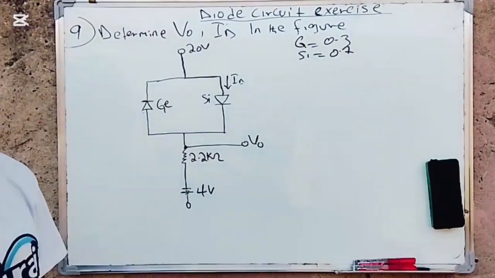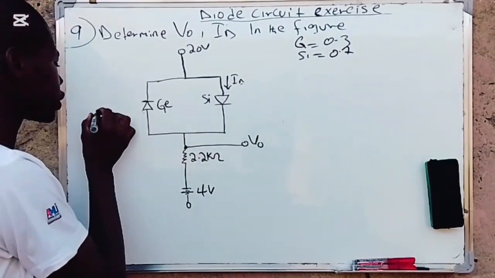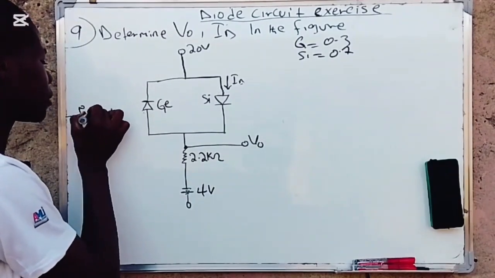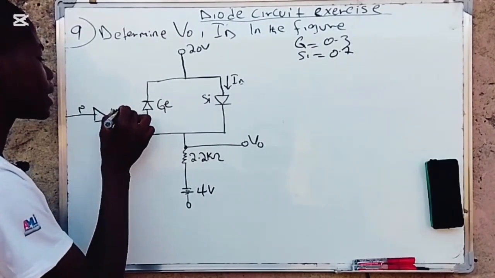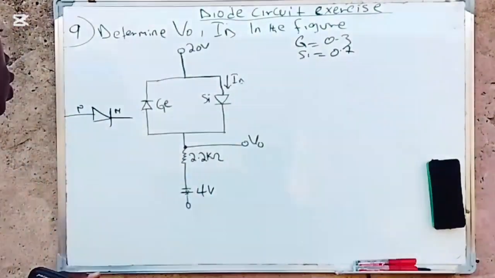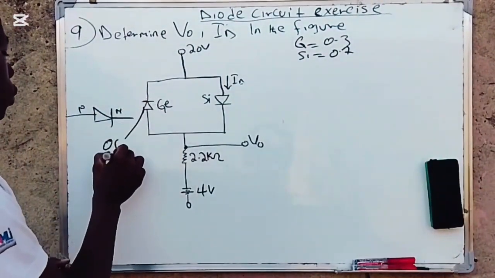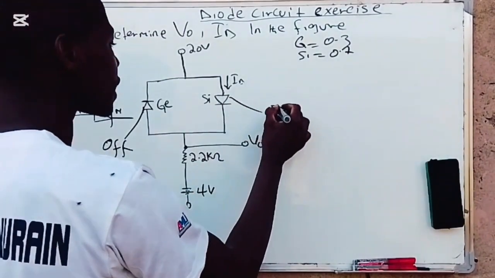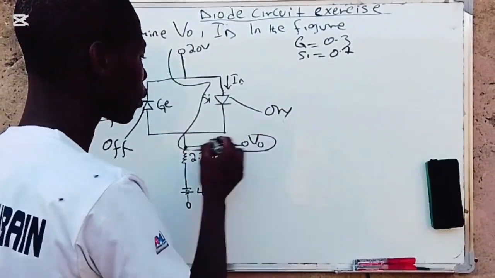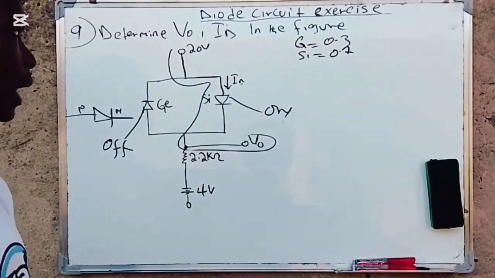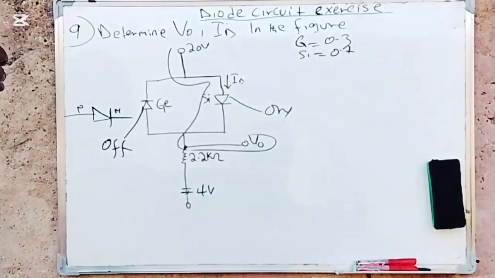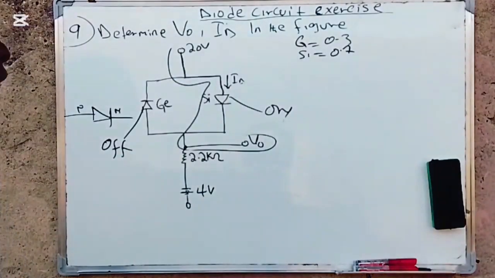So as you can see, the direction of this diode: this is the P type and this is the N type. So therefore this diode will be off, and this diode is on. So I will use this diode. But you have to take a look that in the last videos we were finding the ID current first.